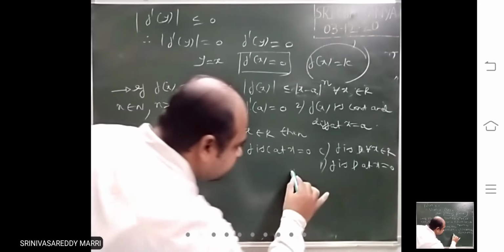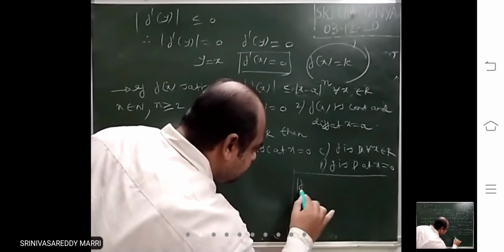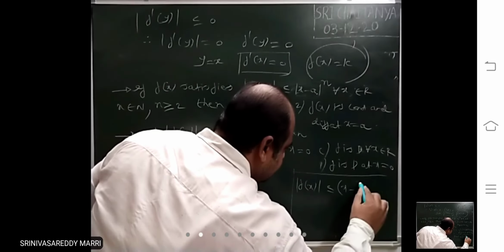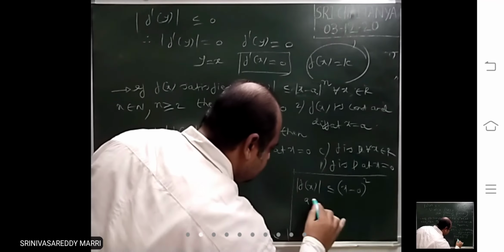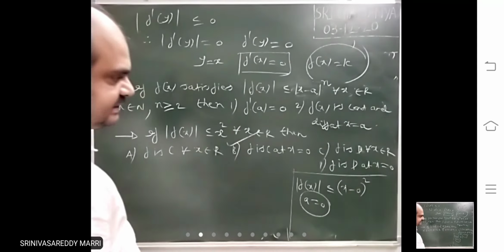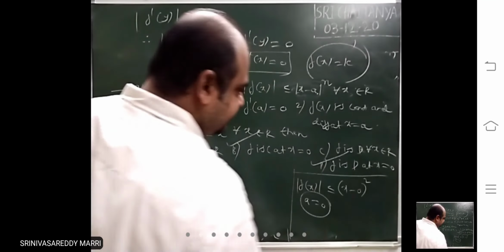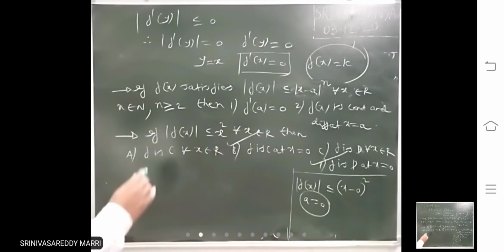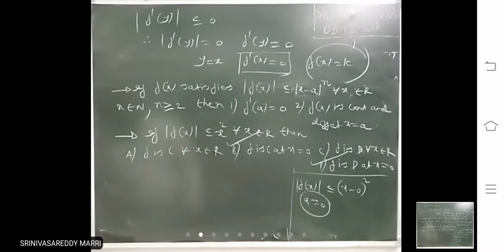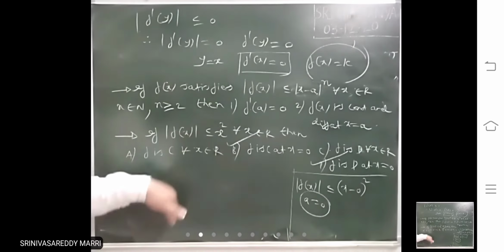The shortcut for how to use the above theorem: we write modulus f of x like this, with a as 0. What does the theorem state? By the above theorem, f is continuous at x equal to 0 and f is differentiable at x equal to 0. You cannot say it for all real numbers. Let us discuss this problem.